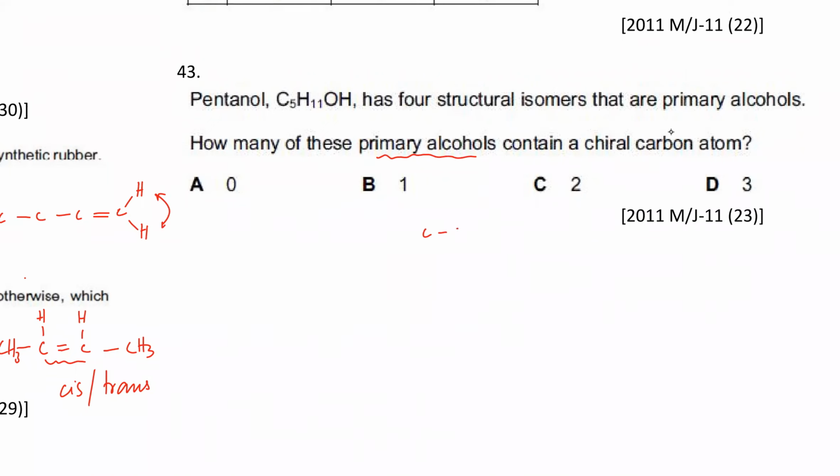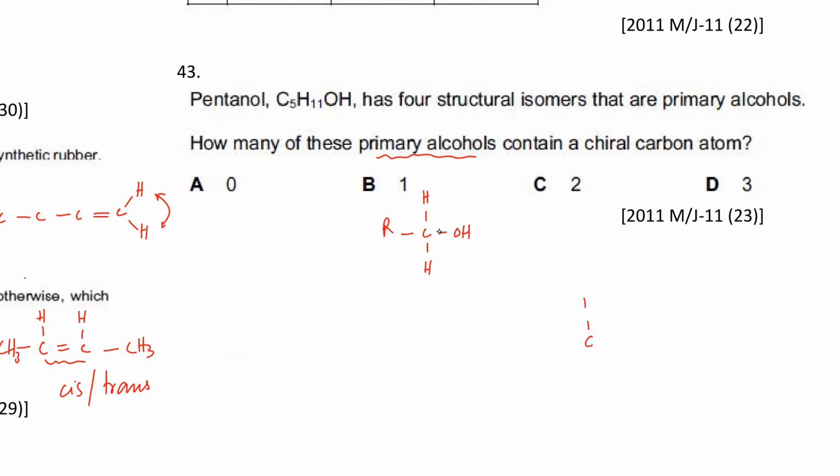Primary alcohols are those where you have a carbon with an OH, and the carbon has 2 H's, and on one side there's a carbon chain. That's what a primary alcohol is. So if I have 5 carbon atoms, he asks how many of these contain a chiral carbon atom. So I have to make it chiral. But the primary requirement is that the alcohol must look like this, with all the other things attached on this side. So it has to be a primary alcohol, and you have to make it chiral as well.